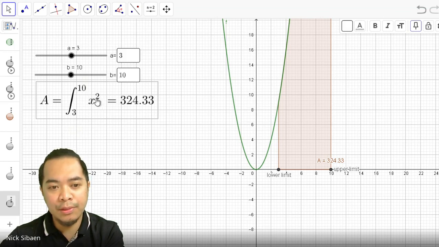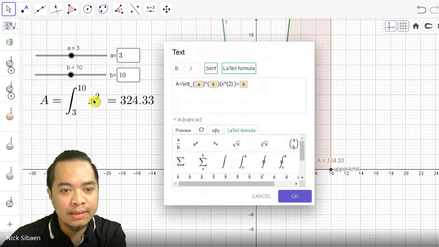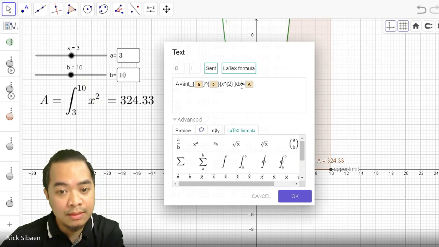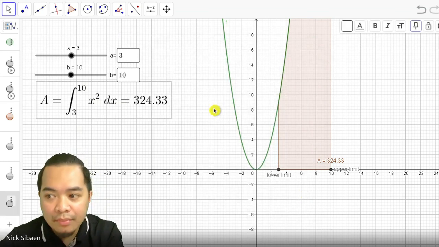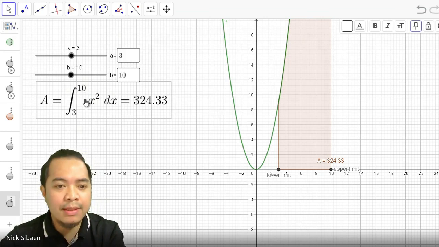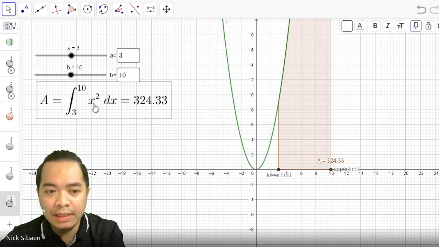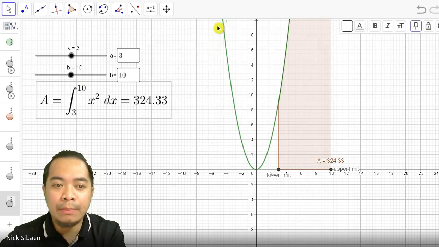So merong kulang, no? Dapat merong dx. Saan natin ilagay dito? dx. And so this is an example of a definite integral. We have here the function, it's x squared. It's just a parabola opening upwards.